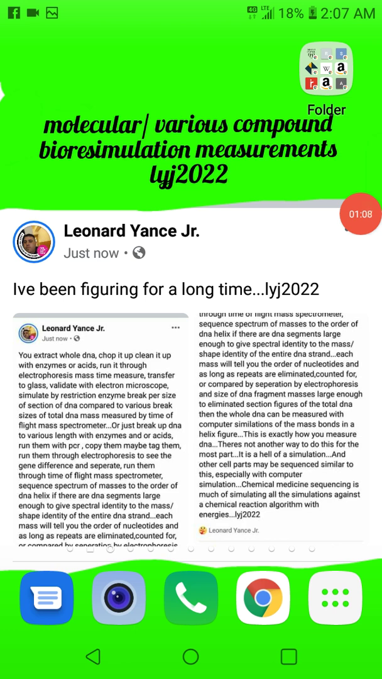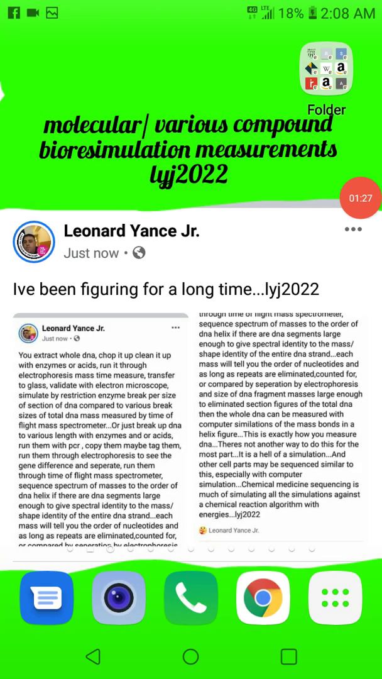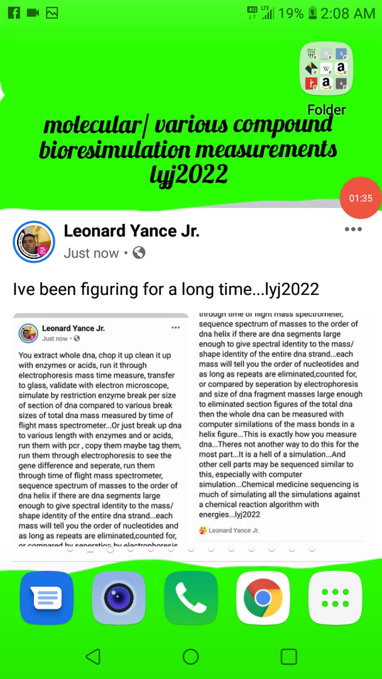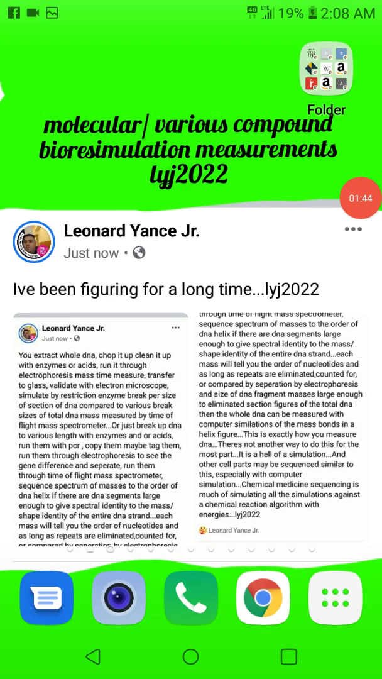And this is how you, according to most common science that we know right now, extract whole DNA, chop it up with enzymes or acids, or there are other processes like supersonic motion and things like that, or even gamma rays or X-rays, or some kind of chopping process. You run it through electrophoresis mass time measurement. Transfer to glass, validate with electron microscope.